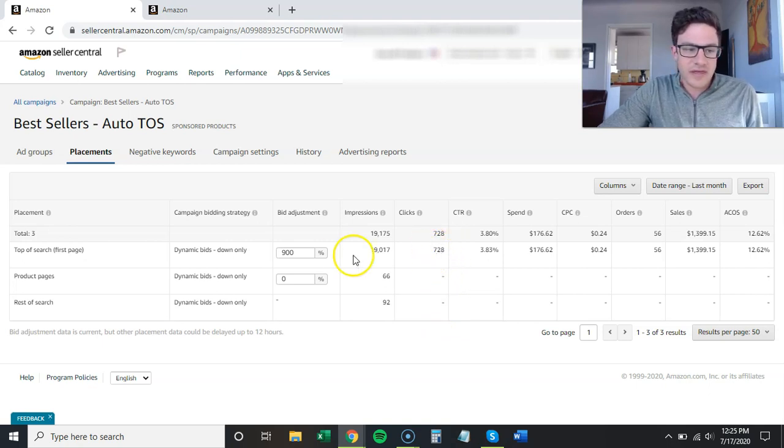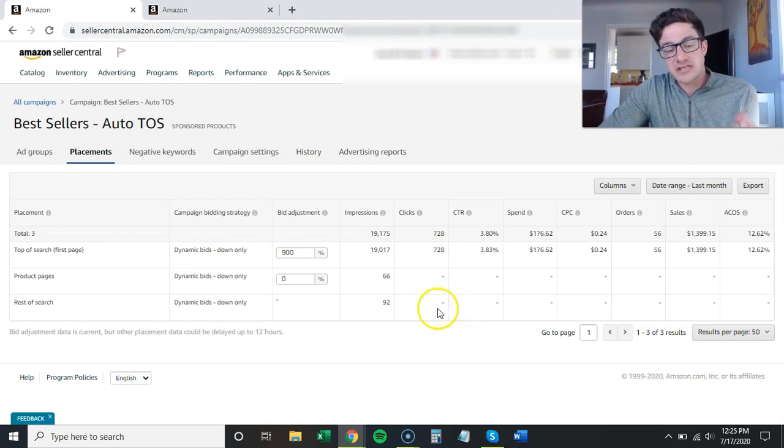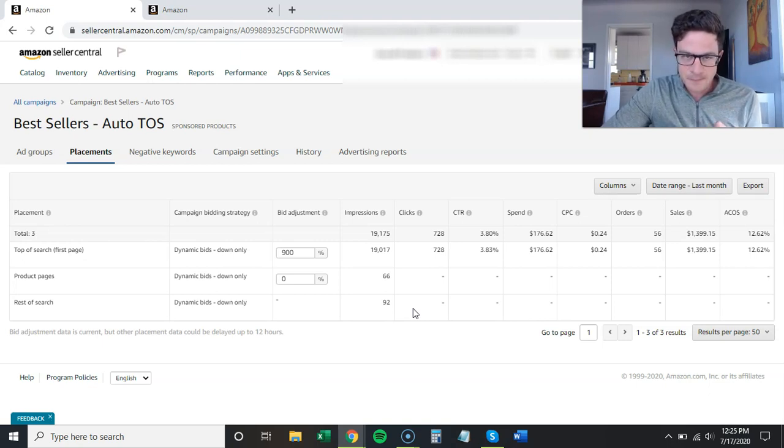You're even with top of search, product pages, and rest of search. That's what autos are supposed to do. They're supposed to go all over the place. But if you force them to only show up at top of search, you can get some really, really great results and, more importantly, great data, okay?